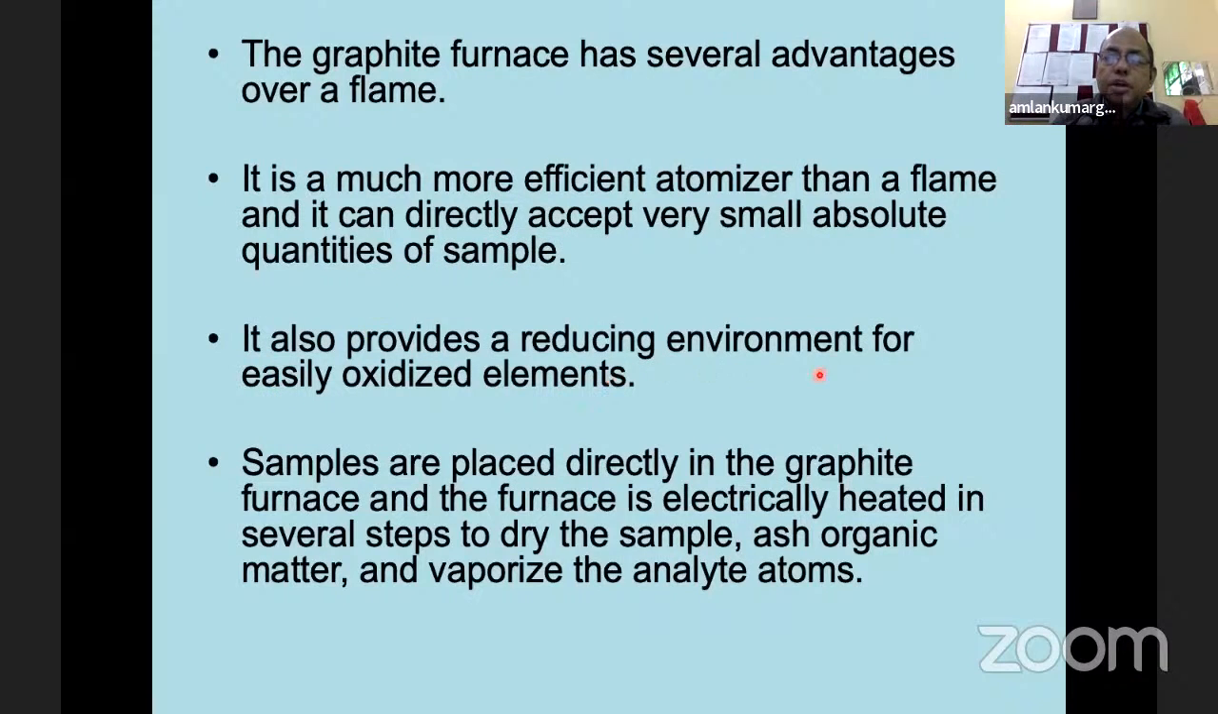It provides a reducing environment for easily oxidized elements. Those elements which get easily oxidized need a reducing environment, which you can get in a graphite furnace. Samples are placed directly in the graphite furnace, and the furnace is electrically heated in several steps to dry the sample, ash the organic matter, and vaporize the analyte ions. So the steps remain the same. Whatever the samples may be, they have to be brought into their atomic state.